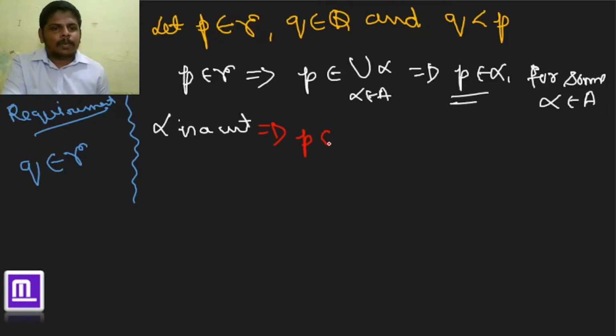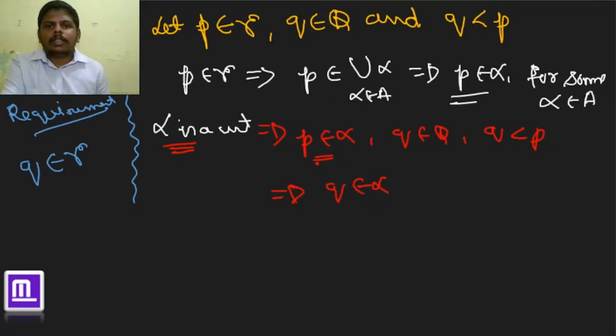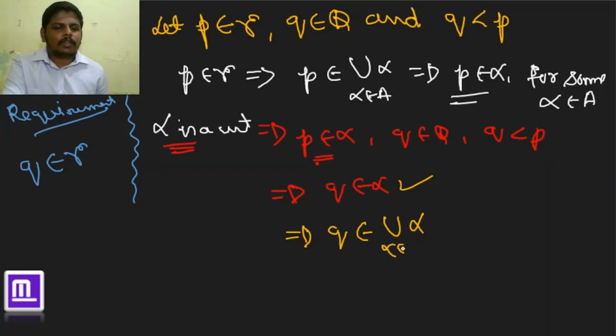We have p belongs to alpha, q is a rational number and q is less than p. Since alpha is a cut and p belongs to alpha, this implies clearly q belongs to alpha. This itself is self-explanatory. q belongs to alpha, so q must belong to the union of alphas. This means q belongs to gamma. That's it.